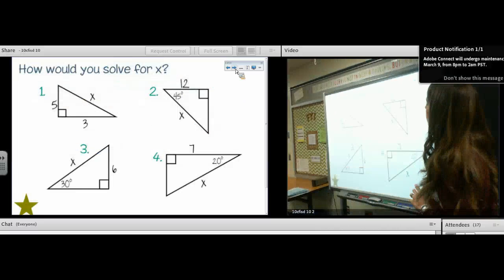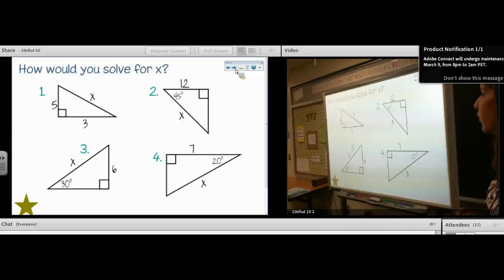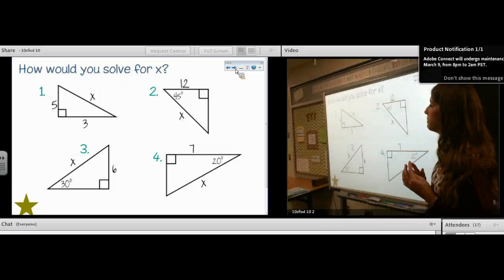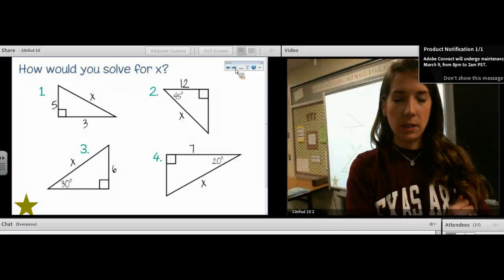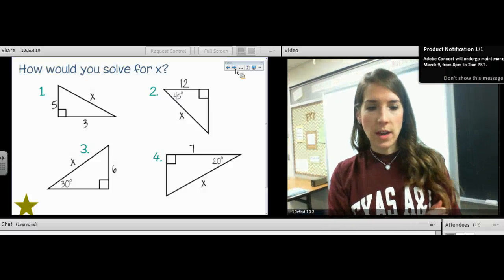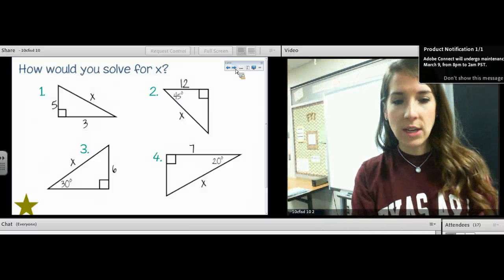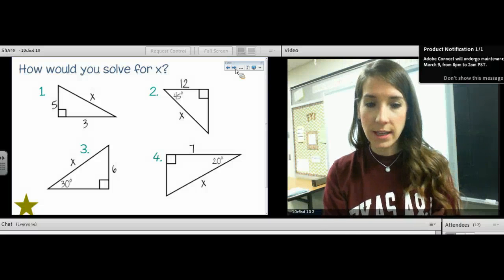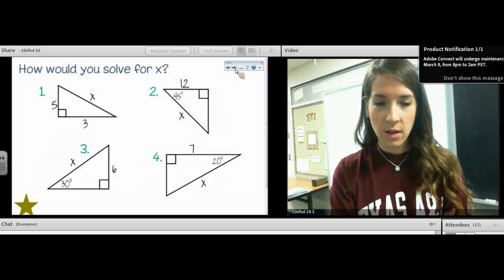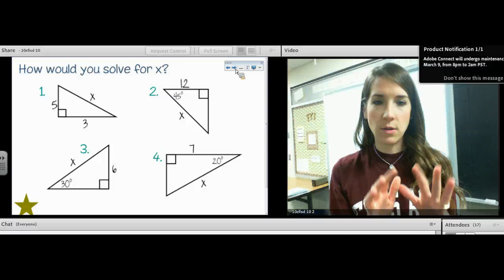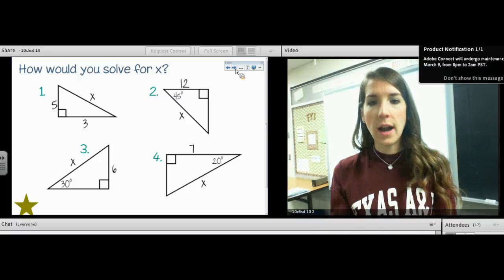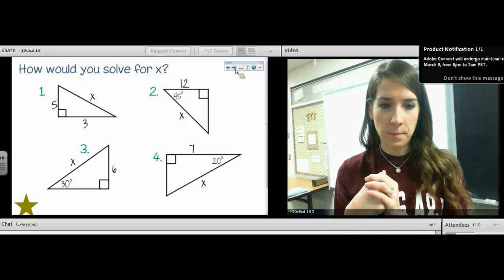So let's take a look at these 4 triangles. I want you to just mentally, or you can write it down somewhere, record in your brain how you would solve each of these triangles. And be ready, because I might call on you. So just think, what strategy would I use to solve triangle 1? What strategy would I use to solve triangle 2?